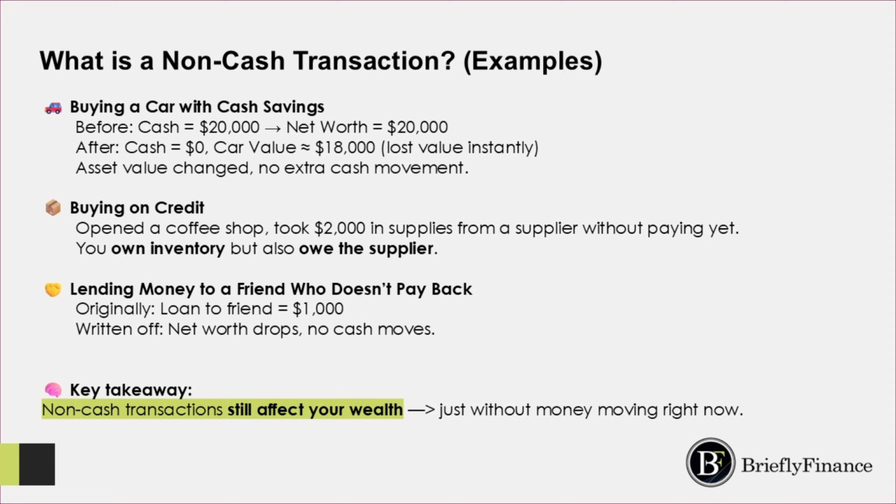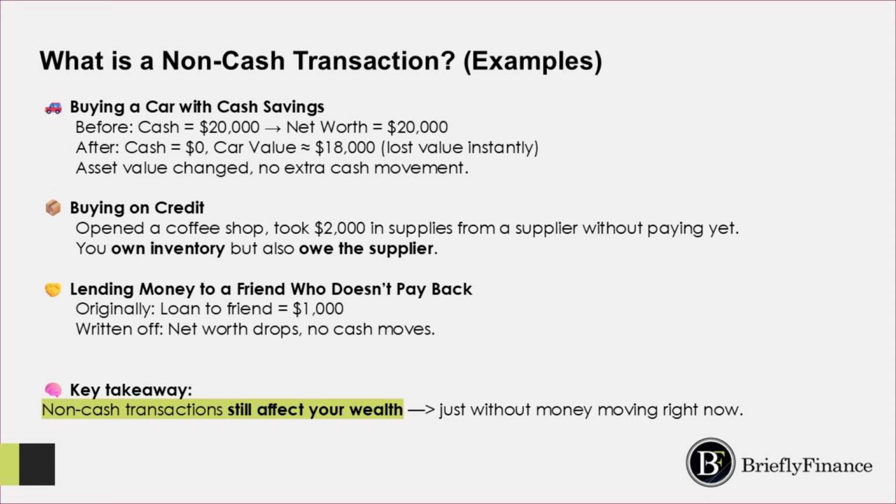So if somebody asks you before buying the car, what is your net worth? You will say it was $20,000. And then after buying the car, your net worth went down. Let's say in this example, $18,000. This is the concept in theory. They call it depreciation. The price of the car depreciates.